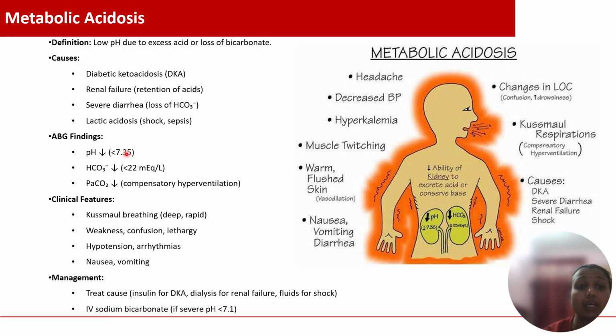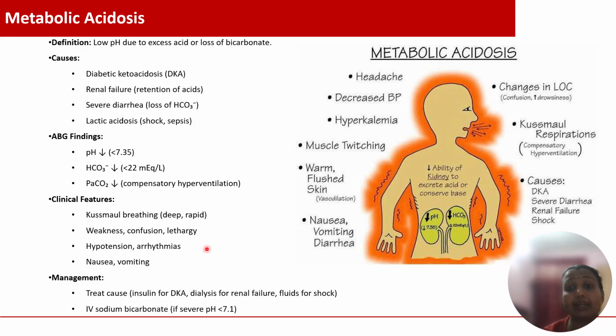We can see pH decreasing to less than 7.35, and the bicarbonate decreasing to less than 22 mEq per liter, and the partial carbon dioxide will be decreasing as a compensatory hyperventilation. So what are the causes for this? Diabetic ketoacidosis, renal failure, severe diarrhea, lactic acidosis, because of loss of bicarbonate through severe diarrhea during that time.